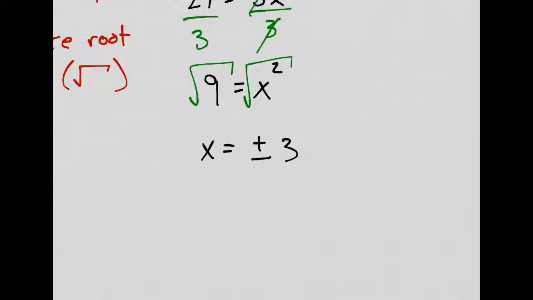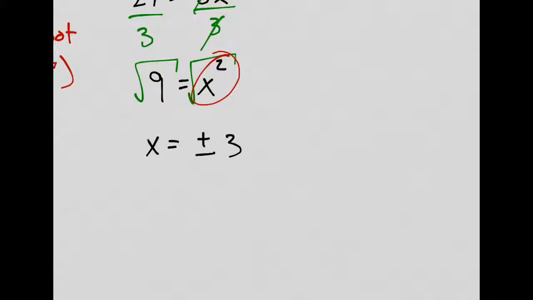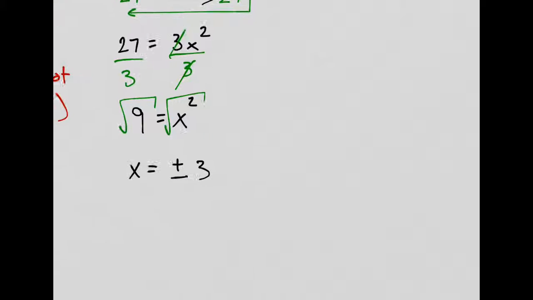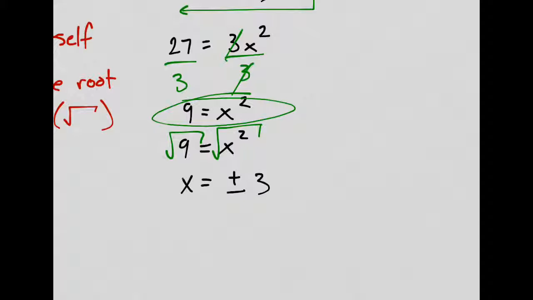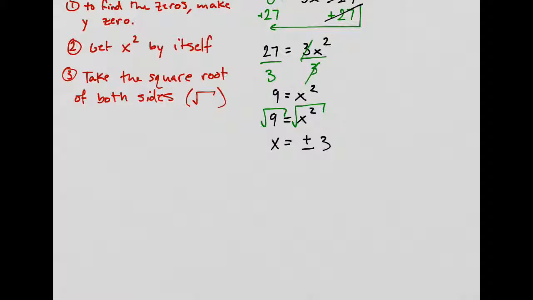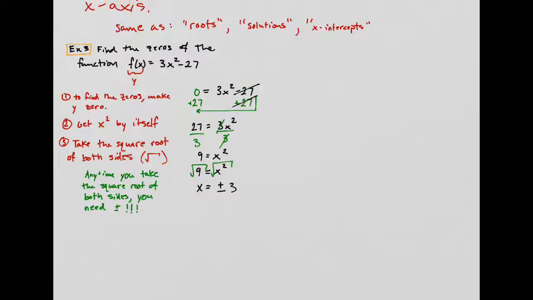Here's why. If I were to put in a negative 3 right here, well, negative 3 times itself gives you 9. So that would also work, right? Maybe I'll put a step in between. If I put in a negative 3 right here, negative 3 times negative 3 will give me 9. So that works. But if I put in a positive 3 also, positive 3 times positive 3 is also 9. So that's why we have to put the plus or minus. Anytime you do a square root, you have to put in a plus or minus. I know people are going to forget that.